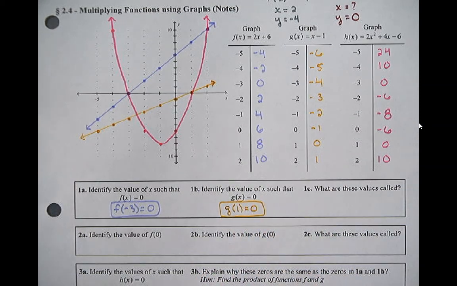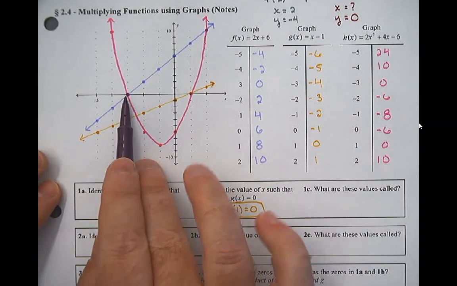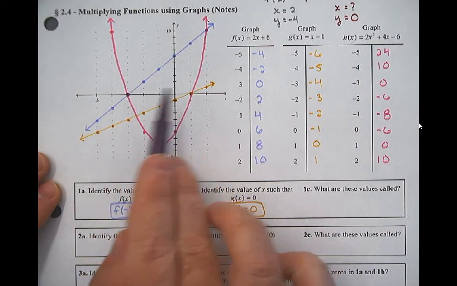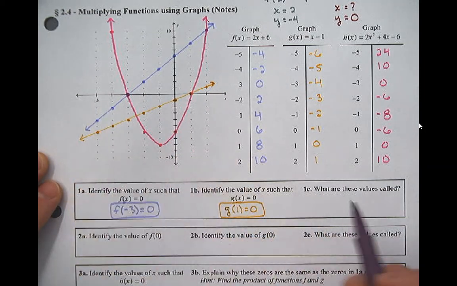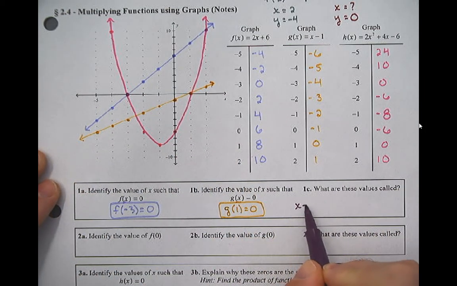Now, what do we call these values? That might not be something that you remember. There are lots of different names for these because they're very important values. The one you're probably most used to, what do we call these places where a line hits the x-axis? We call these x-intercepts.